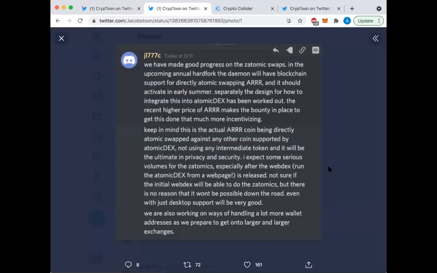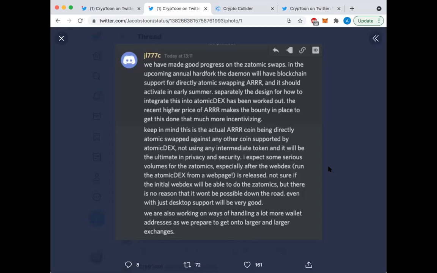I think this came out first, but anyway, we have made good progress on the zatomics swaps. In the upcoming annual hard fork, the daemon will have blockchain support for directly atomic swapping R, and it should activate in early summer. Okay, so we get a bit of a timeline there, but timelines are always taken with no specificity, right? And no expectation. Separately, the design for how to integrate this into atomic.dex has been worked out.